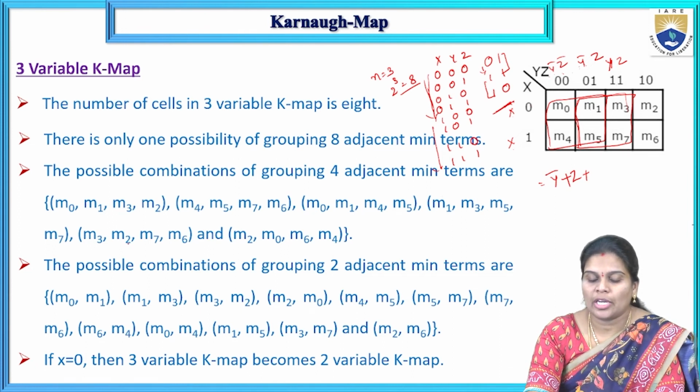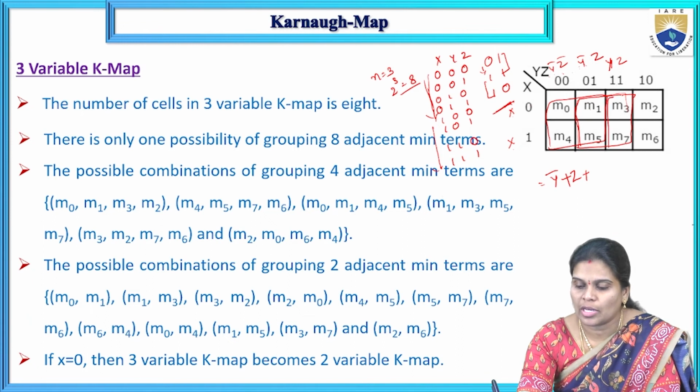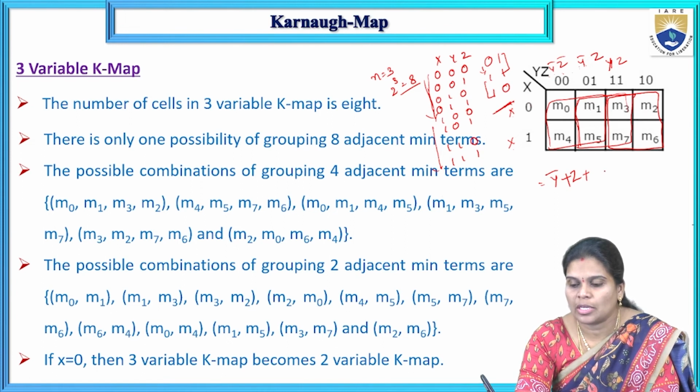Next one, M3, M2, M7 and M6. Either we can form this as one group. Observing this one, no x variable is there. Coming to this one, it is y. The last one is M0, M2, M6, M4.